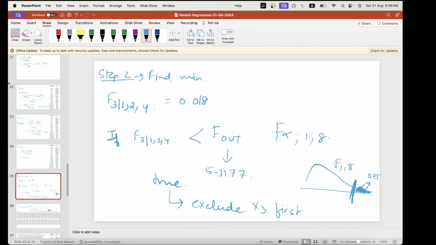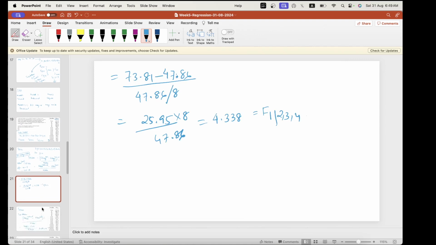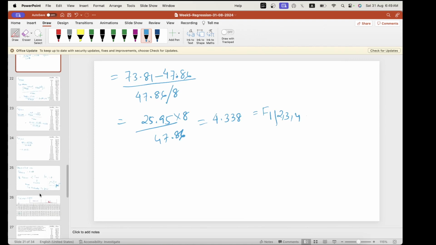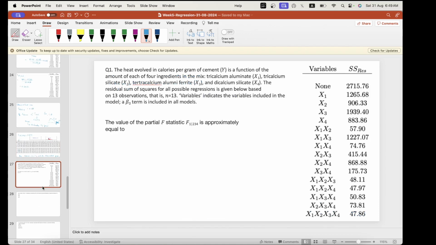All right, so the answer to this question is that at the first iteration x3 will be eliminated. So option 3, option C is the correct answer. Okay, so answer is option C, x3 will be eliminated first. Is it okay? Proceeding to the next one.